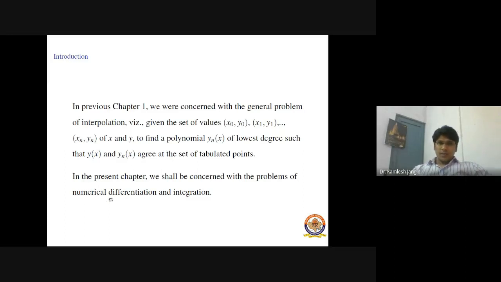So in the present chapter, we shall be concerned with the problems of numerical differentiation and numerical integration. First, in this lecture, we discuss the numerical differentiation formulas and their applications.